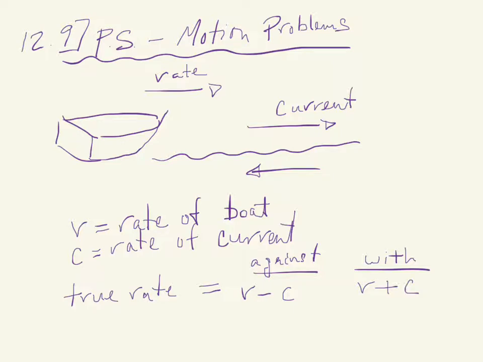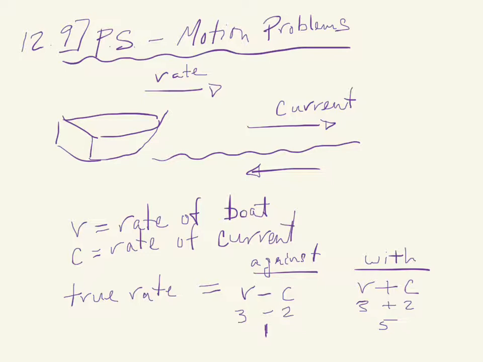pushing you along. So you may be rowing 3 miles an hour and the current's 2 miles an hour. You're actually rowing 5 miles an hour. Here, if you're rowing 3 miles an hour against a current of 2 miles an hour, you're only going at really 1 mile an hour. So I better put this one in. 3 miles an hour for the boat, 2 miles an hour for the current. You're actually going 5 miles an hour.